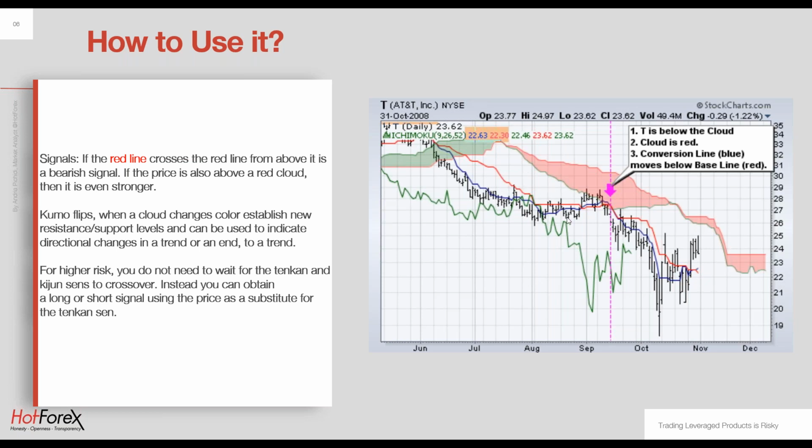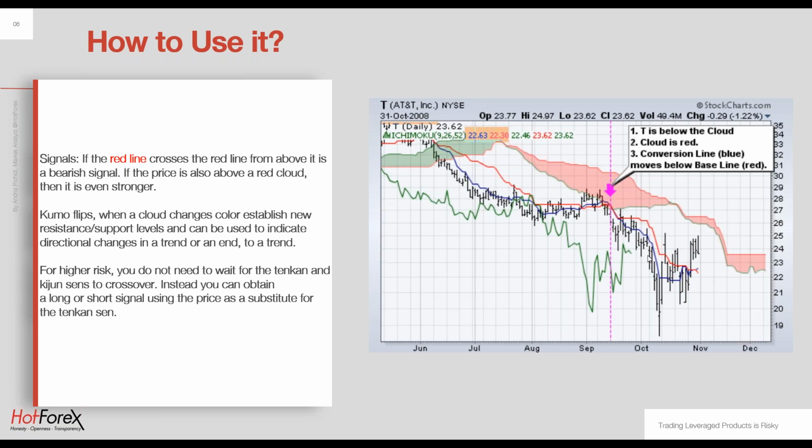So another entry point would have been either here, where the cloud turned red, and if you weren't sure because it was consolidating, another entry point would have been here, when we had a red cloud for a long time, and at the same time a crossing again of the blue below the red. So that was another entry point. So we had several entry points over here.